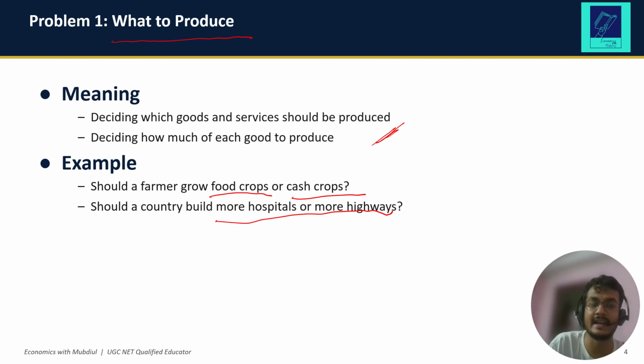Suppose a country decides we need hospitals. Fine. How many? 10, 100, 1000. Suppose we decide we need more schools. Again, how many? The same applies to private businesses.